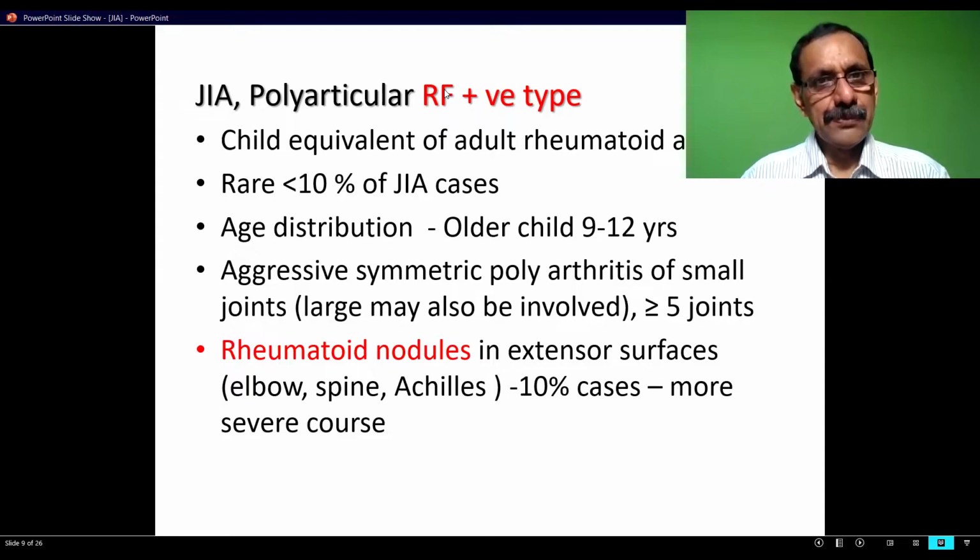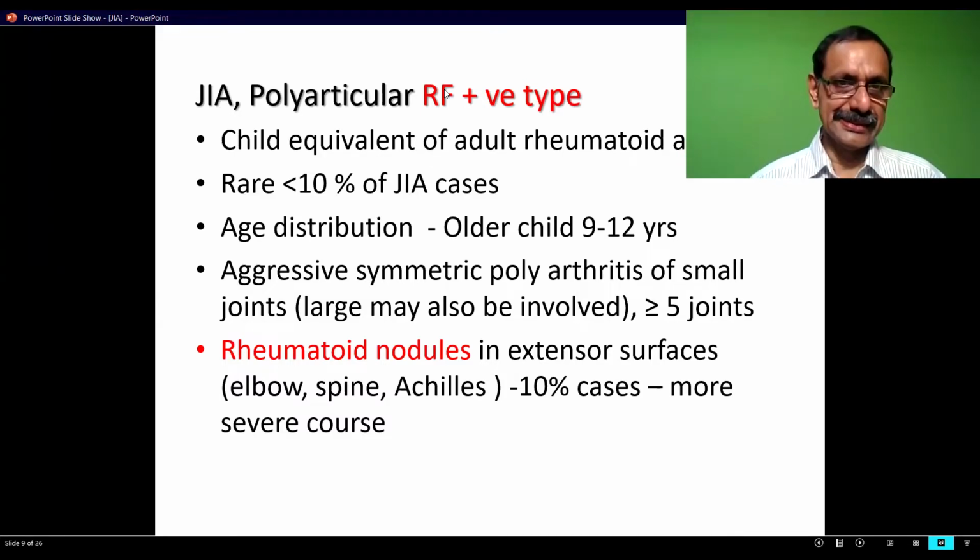So JIA, polyarticular rheumatoid factor positive type, is the equivalent of the adult rheumatoid arthritis that you are familiar with. So what is adult rheumatoid arthritis? Small joints are involved: the proximal interphalangeal joint, metacarpophalangeal joint, wrist joint, all these are affected. Since it is the child equivalent of adult rheumatoid arthritis, you can imagine it affects the quite old child, very near to adolescent or adult. So the age group is older child.